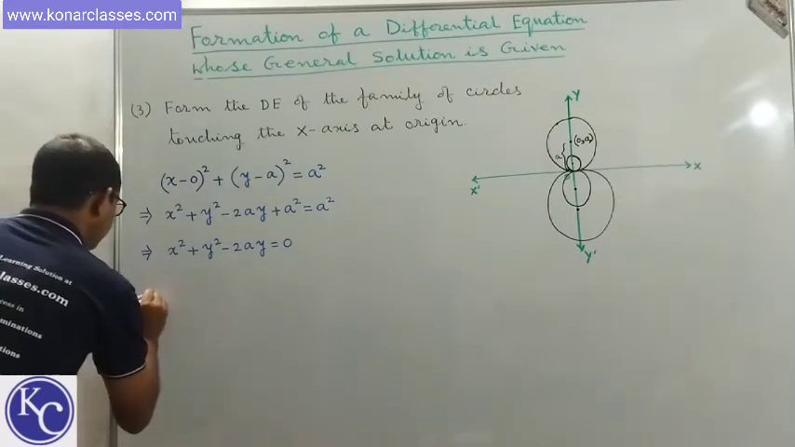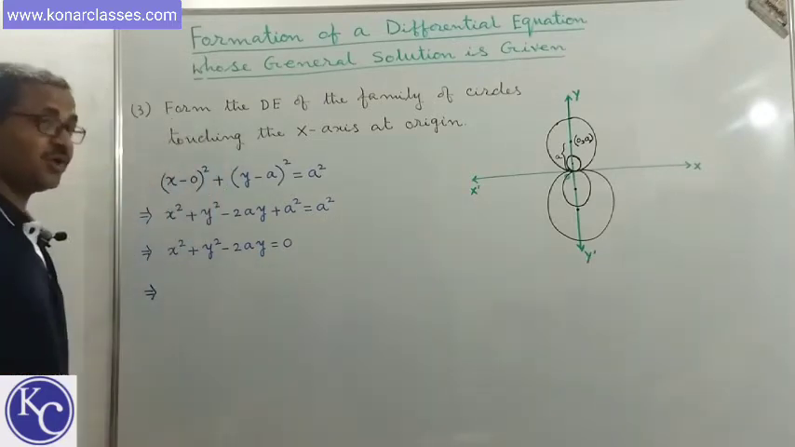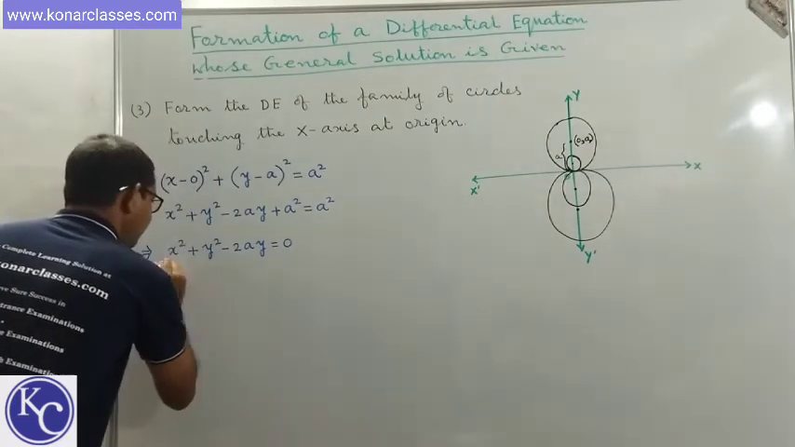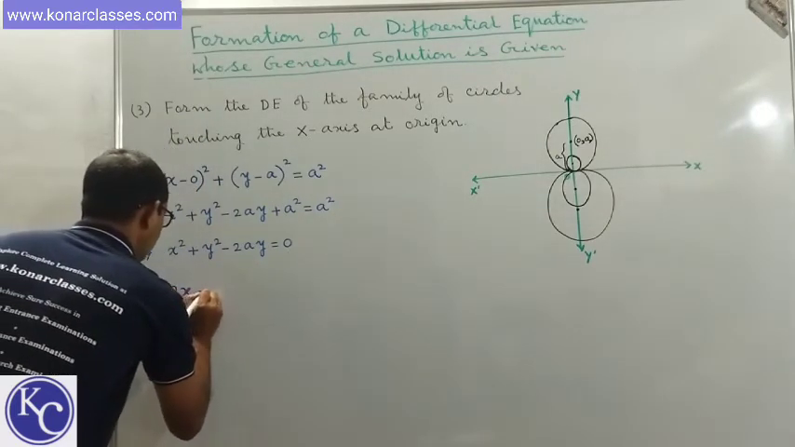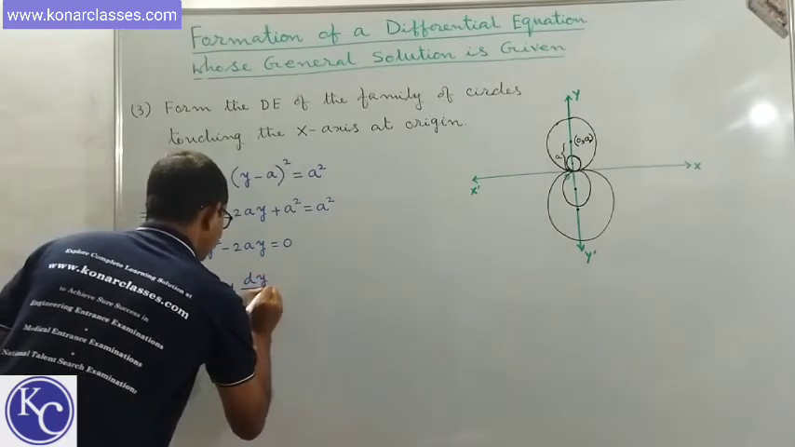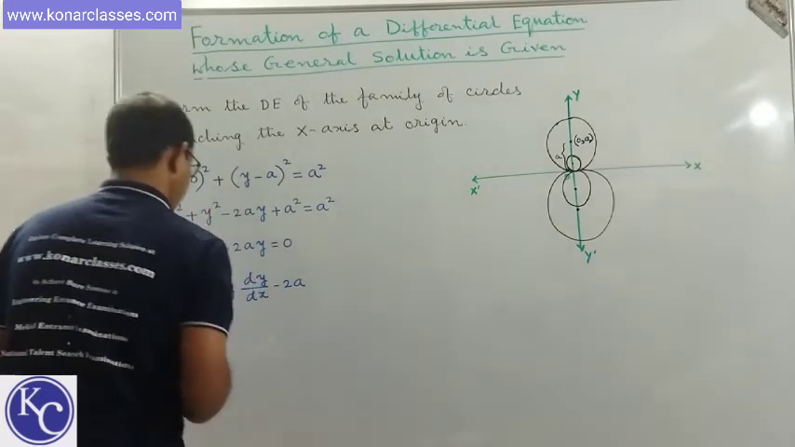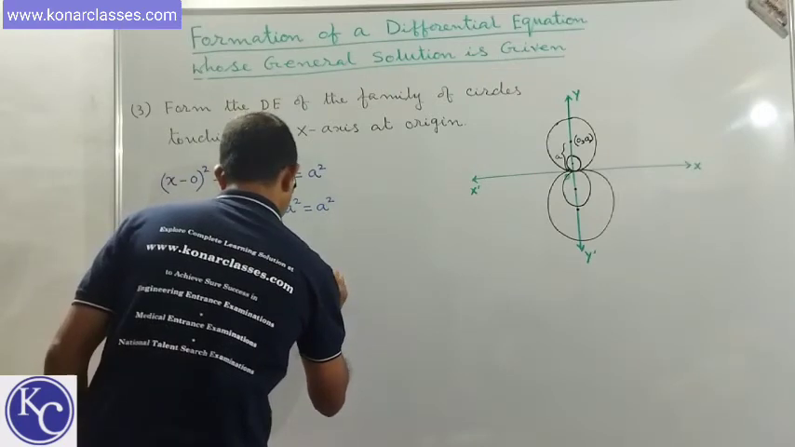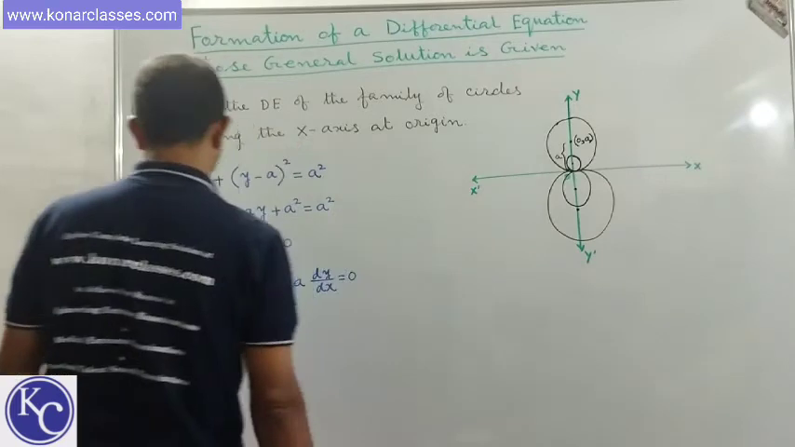After that, dear students, we need to differentiate with respect to x. Why so? Because we need to remove, eliminate or eradicate the arbitrary constant, whatever word you use. If we differentiate both sides of the equation with respect to x, we get 2x plus 2y dy/dx minus 2a dy/dx is equal to 0. Correct?